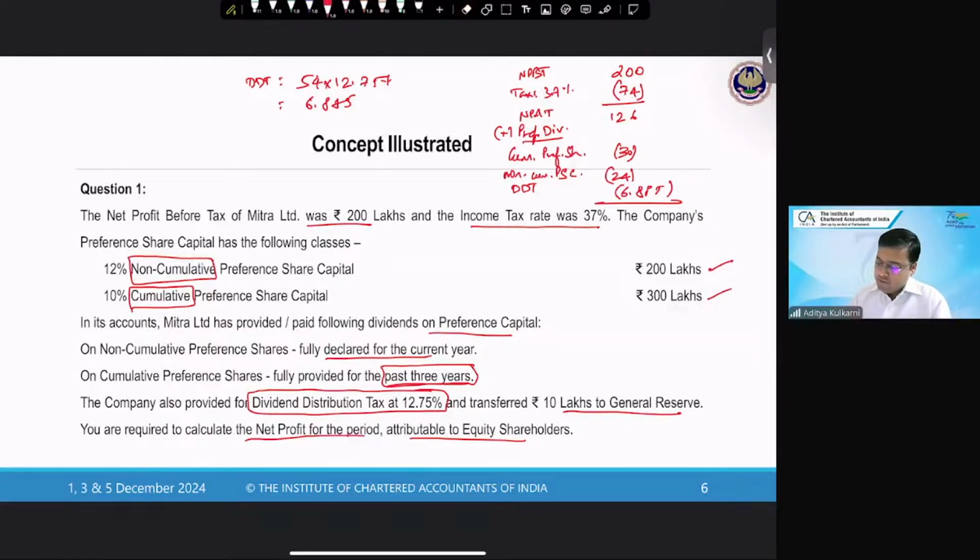your net profit attributable to equity shareholders will come to how much? 65.115. Is it okay? Yeah. Is it okay? Right? Okay, fine.